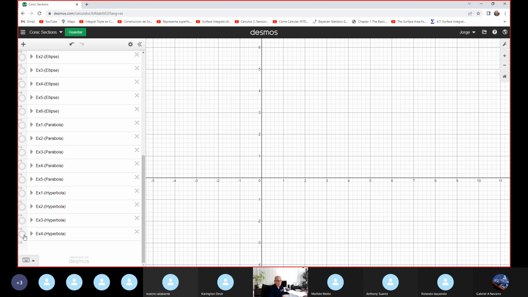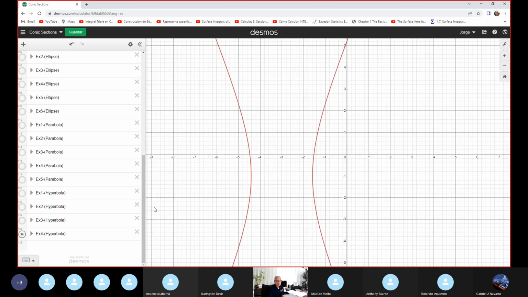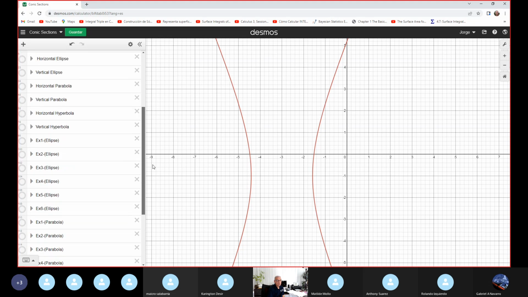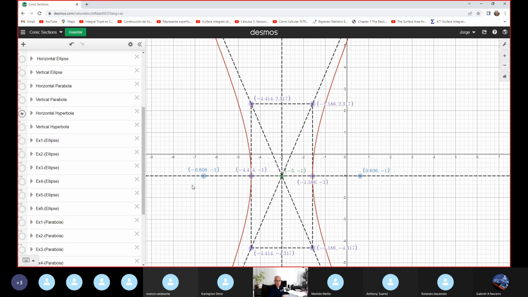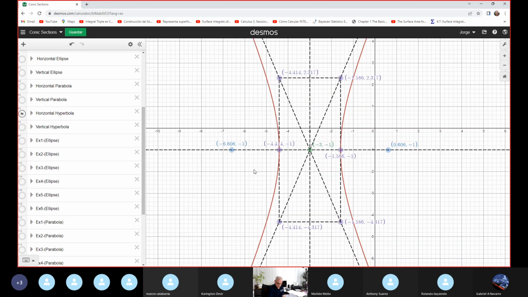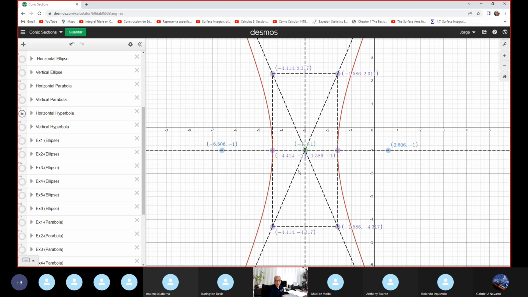Let me see the last example. The last example is always horizontal. Look, hyperbola. Horizontal hyperbola. Okay, recap. Center -3, -1, and the rest are decimals because it's an irrational number. This is the vertex and the asymptote. Wow, fantastic.